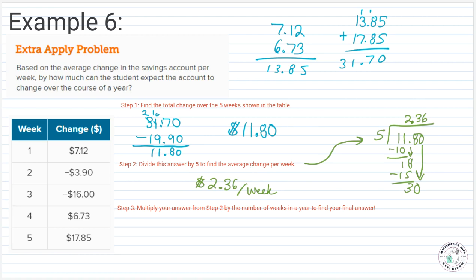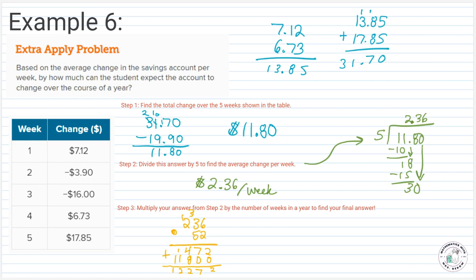And now we just have to take our answer from step 2, so how much per week, and multiply that by the number of weeks in a year. There are 52 weeks in a year, so we're going to take $2.36 and multiply by 52. Multiplying that out, 6 times 2 is 12, carry the 1, 3 times 2 is 6, plus the 1 is 7, and then 2 times 2 is 4. Add our filler 0, 5 times 6 is 30, carry the 3, 5 times 3 is 15, plus the 3 is going to be 18, and then 5 times 2 is 10, plus the 1 is going to be 11. And then we'll add those two together, so that'll be 2, 7, 12, 2, and 1.